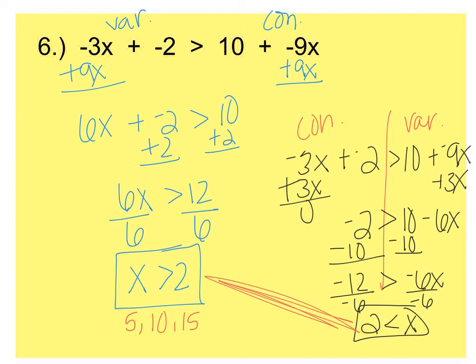Now let's look at the other answer. 2 is less than x. Give me a number that 2 is less than. Is 2 less than 5? Yes. Is 2 less than 10? Yes. Is 2 less than 15? Yes. So you notice that these two answers communicate the very same thing. We solve the inequality slightly different in each of those examples. However, our answer communicates the very same message.